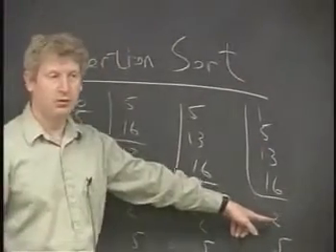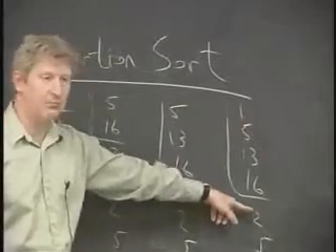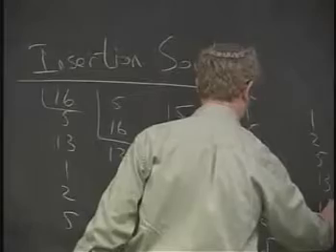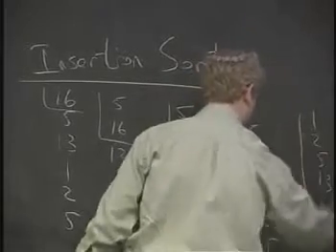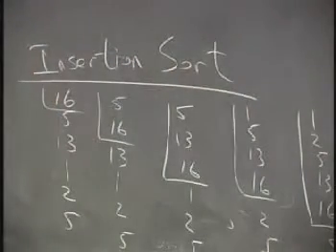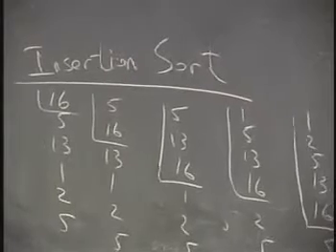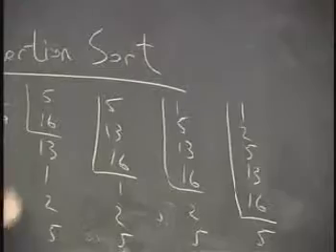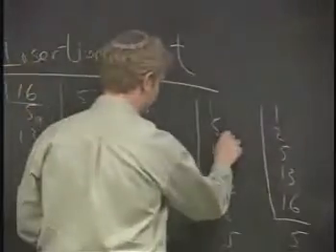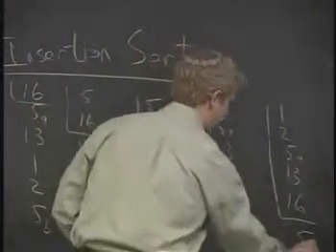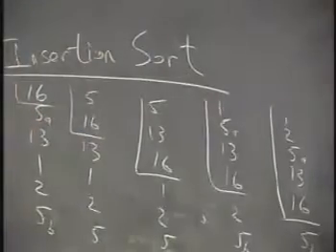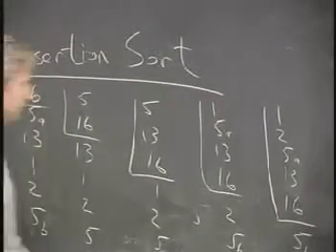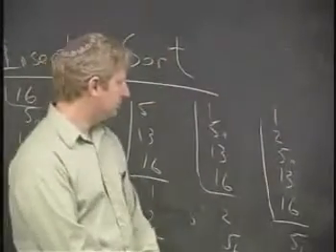Here's the number 2. It's going to fit in right here, and these 3 will move down. 1, 2, 5, 13, 16, 5. I'm going to call this 5A and 5B, just so we can keep track of it. Now what happens? What's the last step? What does it look like? 1, 2, 5A, 5B. 5B is going to be in front of 5A.